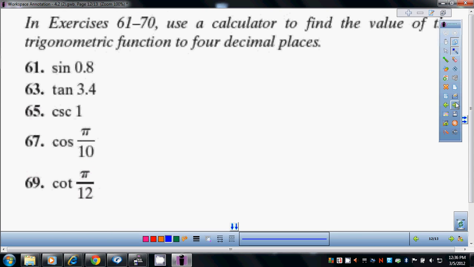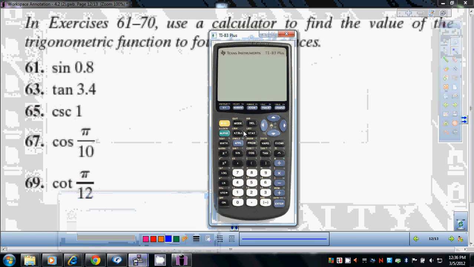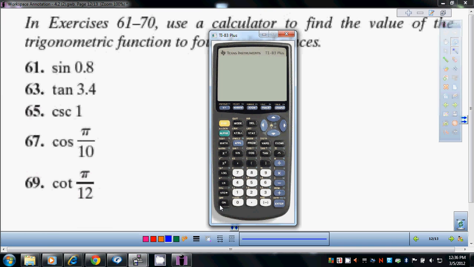Okay, these, just use your calculator. They just want to see that you can use your calculator. You didn't see a degree in the assignment all day, so please make sure you're in radian mode. And this is all you have to do. Turn it on, go to mode, make sure you are in radian, as I am. It's the default setting, so I bet you are. So, sine of 0.8, sine 0.8. Give me the decimal. What about cosecant of 1?